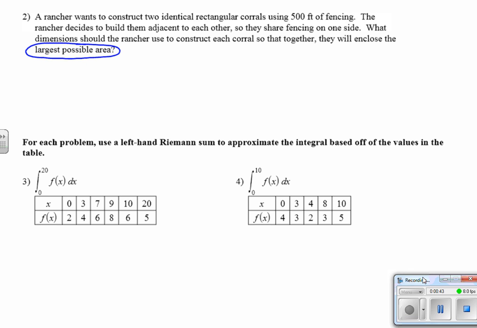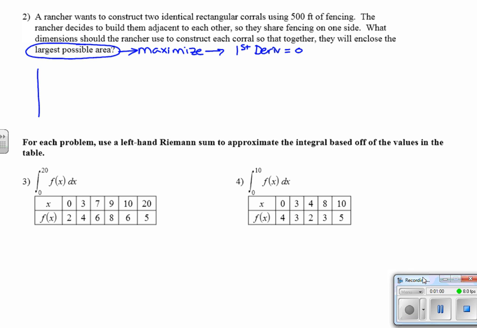Largest possible area tells me I want to maximize my area. If I'm maximizing, maximization comes from first derivatives, doesn't it? So I want to take my first derivative, set it equal to 0, and find out these critical points.